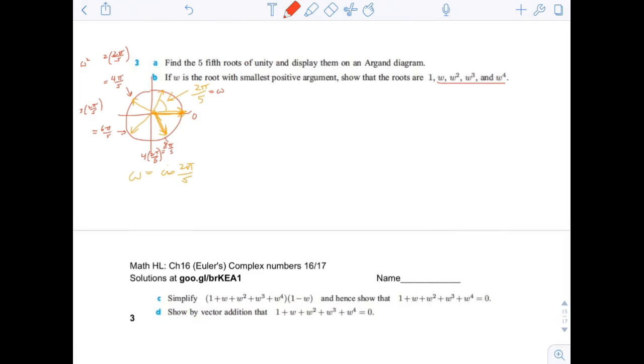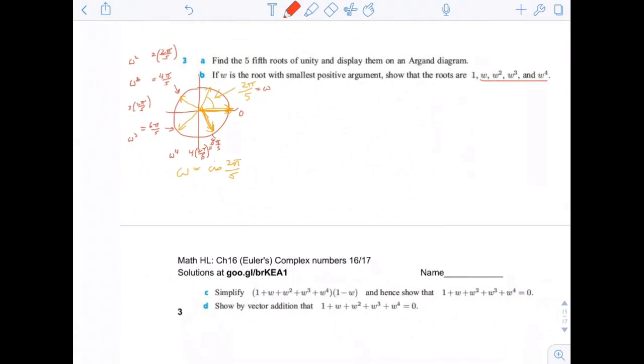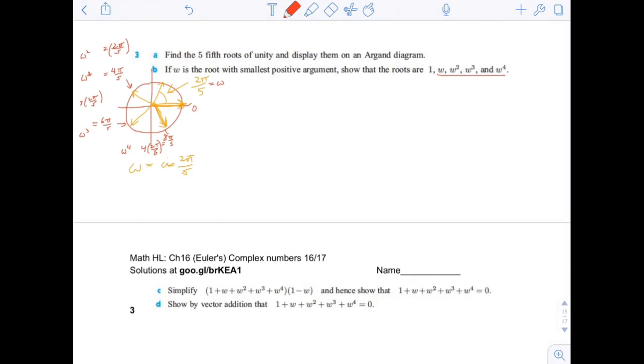So we have shown that that is true, right? All right, because this one is omega to the fourth. This one is omega cubed. This one is omega squared. And this one is omega. All right, I think that's done. And the first one, of course, is 1. That's it for this page.